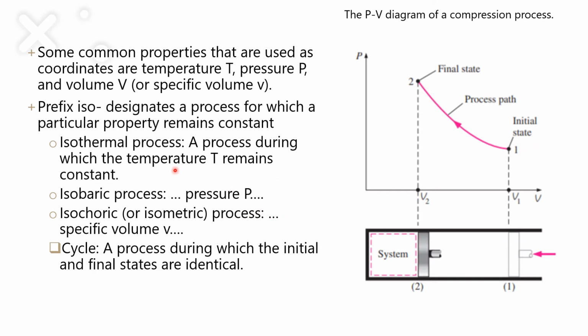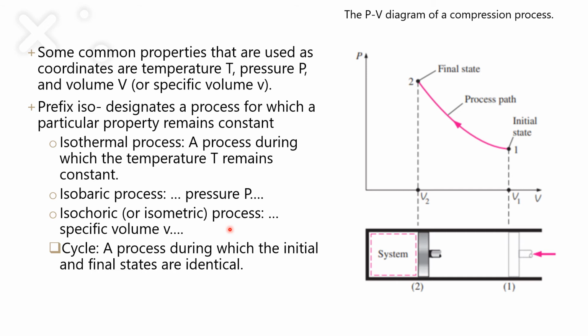Now, the prefix iso is often used to designate a process for which a particular property remains constant. An isothermal process, for example, is a process during which the temperature remains constant. An isobaric process is a process during which the pressure P remains constant. An isochoric or isometric process is a process during which the specific volume remains constant.